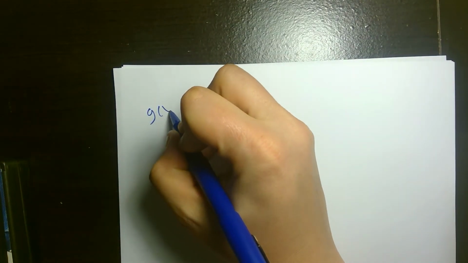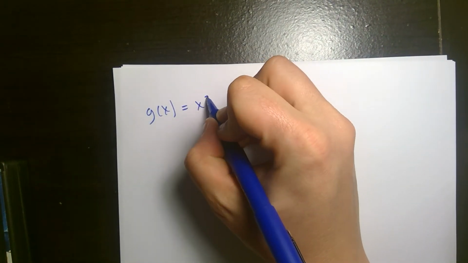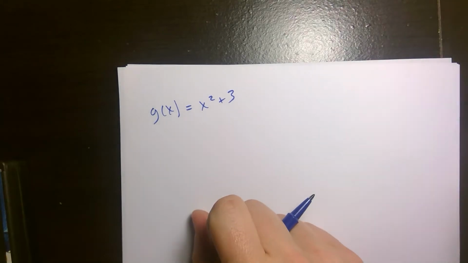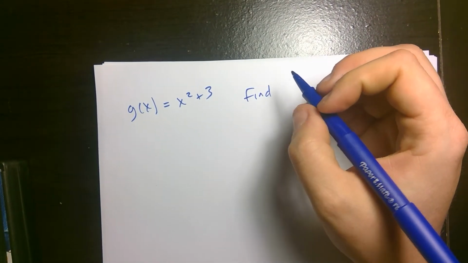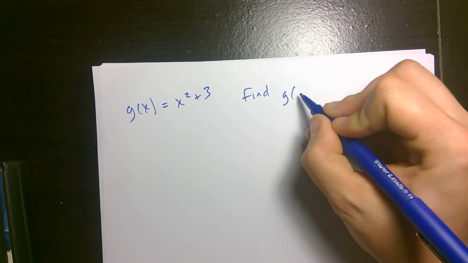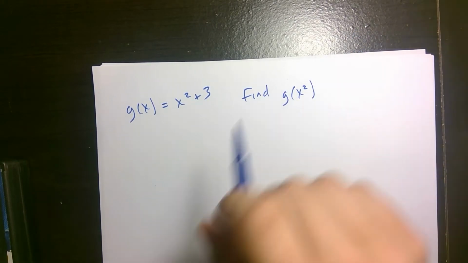Okay, so the next thing that we want to look at is, let's say that we have g of x equals x squared plus 3. So we've already got a function, and we've already been plugging things in, but now instead of plugging in a number, we're going to plug in a quantity. So let's say I need us to find g of x squared.